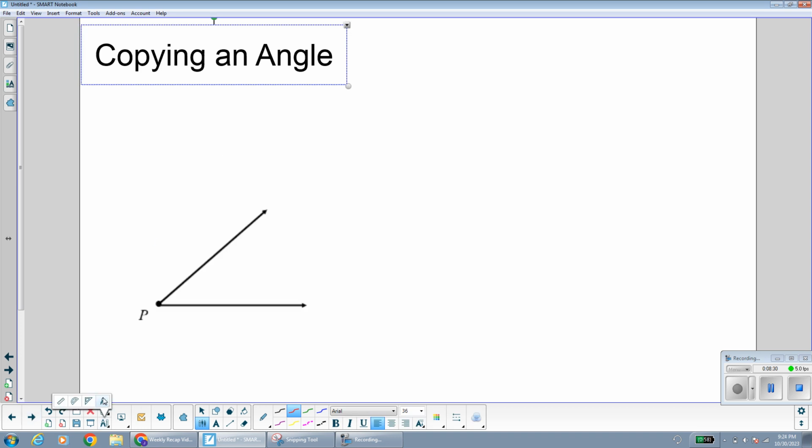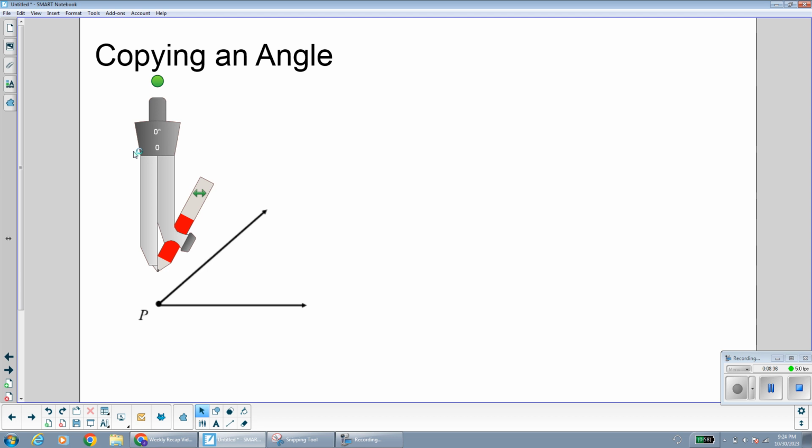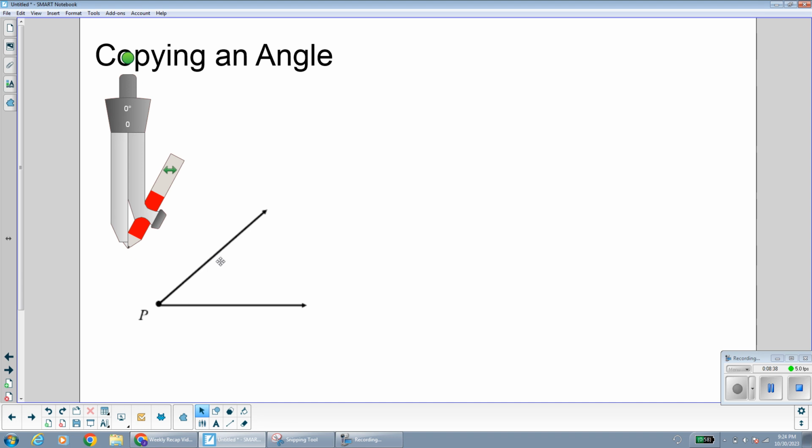Now we're going to copy an angle, which is the construction that we just did. So we're going to take the angle that you see here and we're going to move it exactly the way it is with the measurement and all to another spot on our paper. So we're going to set this up. I'm going to make another point, and I'm going to make a ray because my angle consists of 2 rays.